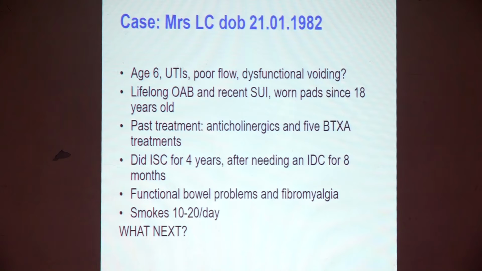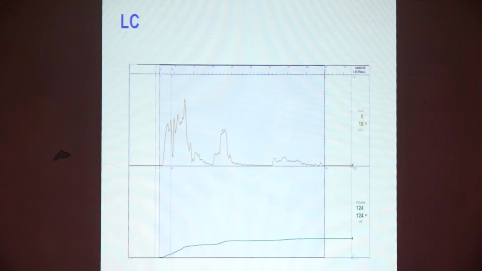She was a very big lady in all senses of the word. She was nearly as tall as me and a lot wider than me. She smoked 10 to 20 a day. Well, what next? We decided to do her urodynamics because we didn't understand what was going on, and she had an interrupted and fluctuating flow curve, which is typical for dysfunctional voiding.